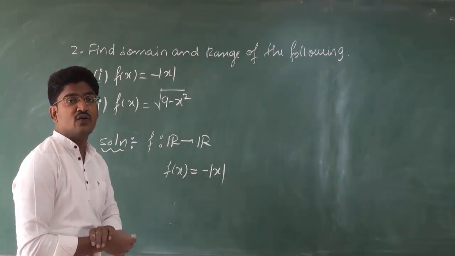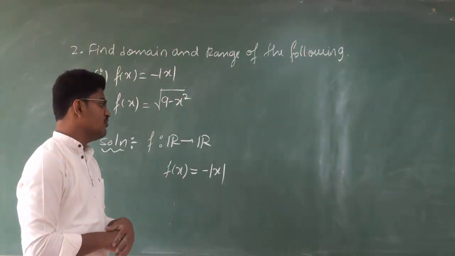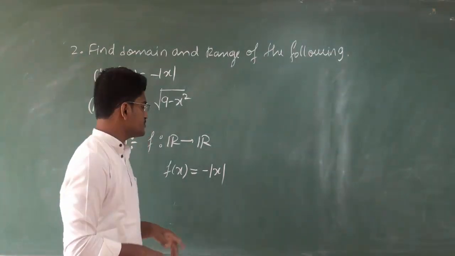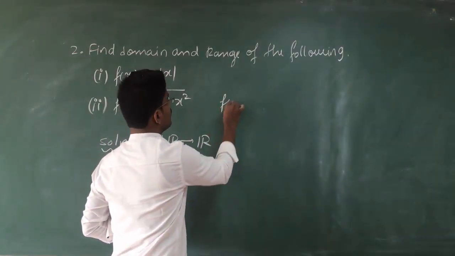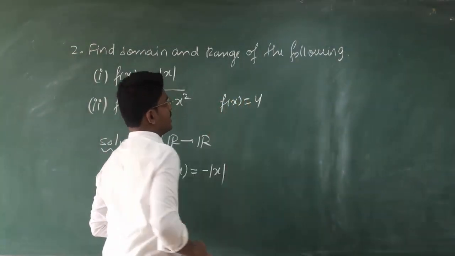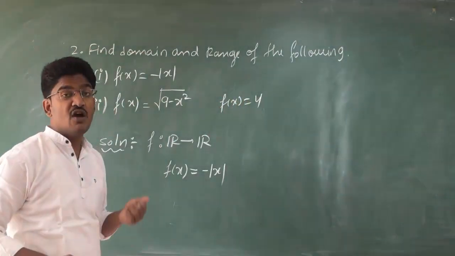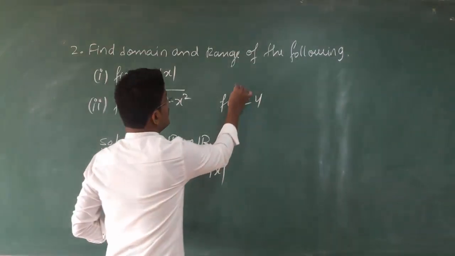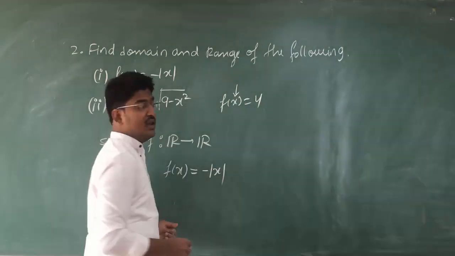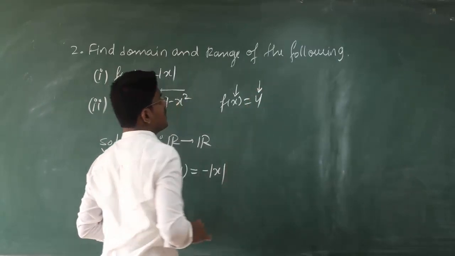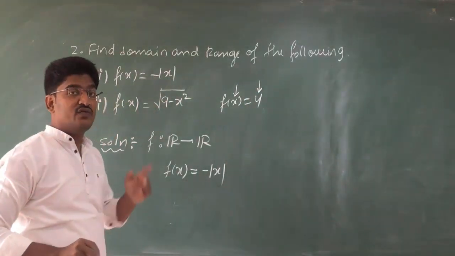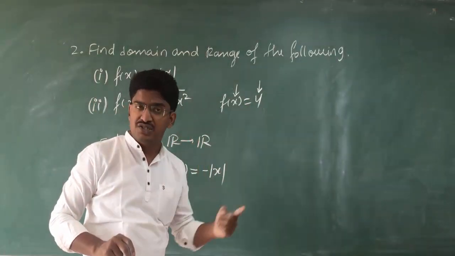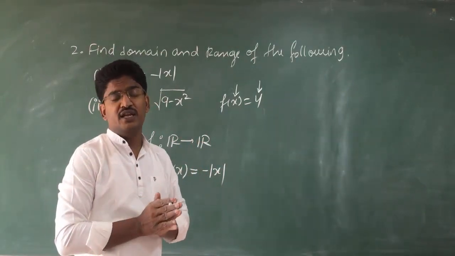f of x equal to minus of mod x. Okay. Usually f of x is equal to y. That is the notation of function. x is domain, y is range. Please understand it.